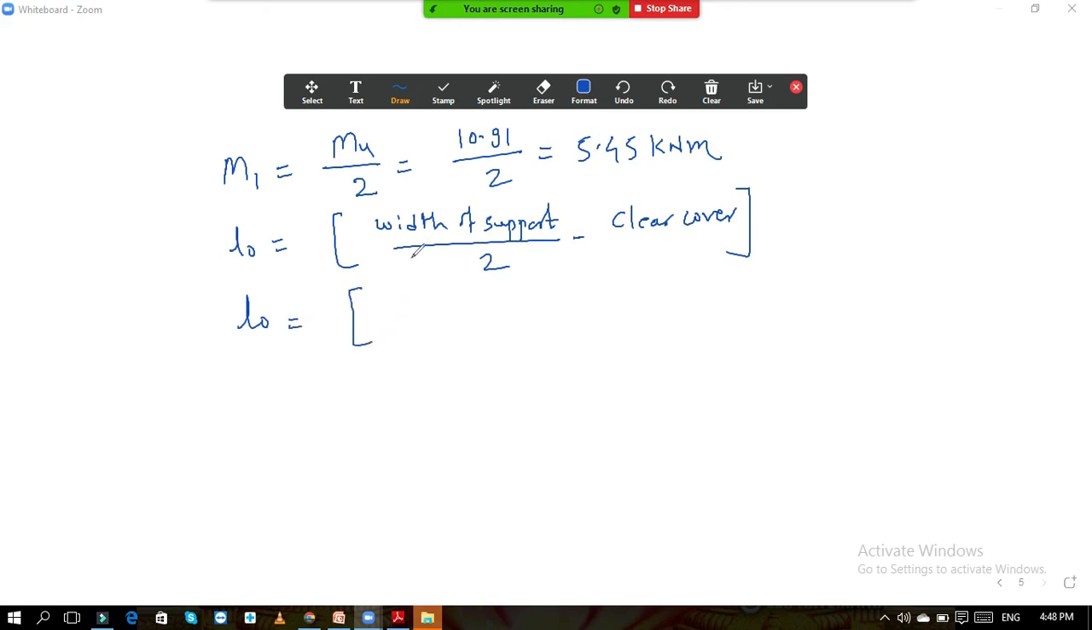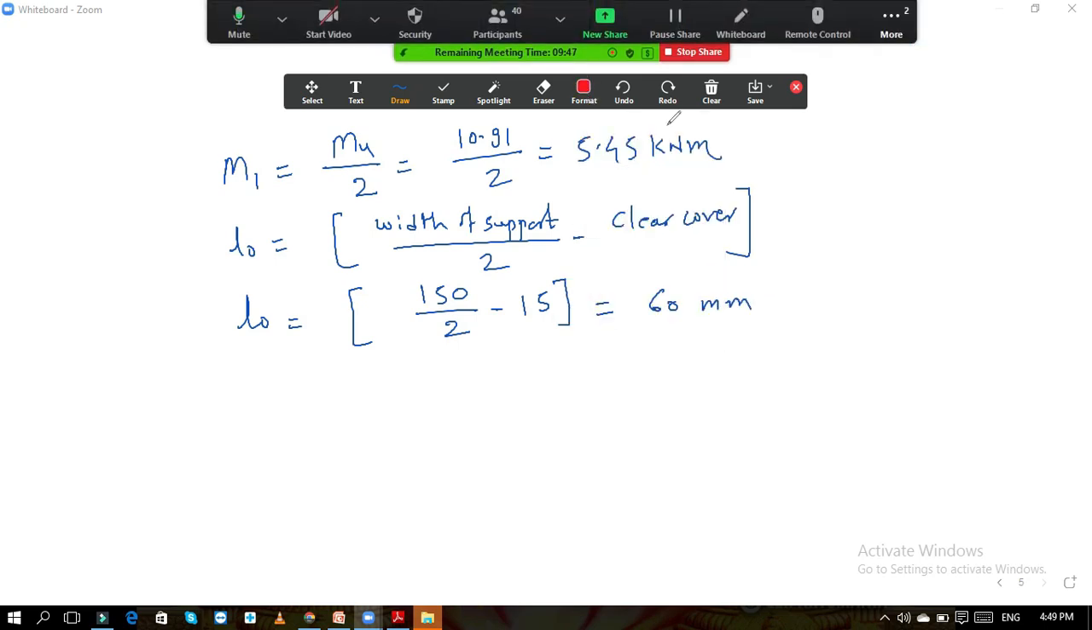Now the width of support, if it is given in the problem, then it is okay. If it is not given in the problem, then you need to assume the width of support. So I will check whether it is given in the problem or not. I think the width of support is not given, so we have considered a 150 mm support. So the width of support is 150 divided by 2 minus clear cover. Clear cover is 15 mm. So L0 is equal to 75 minus 15, which is 60 mm.